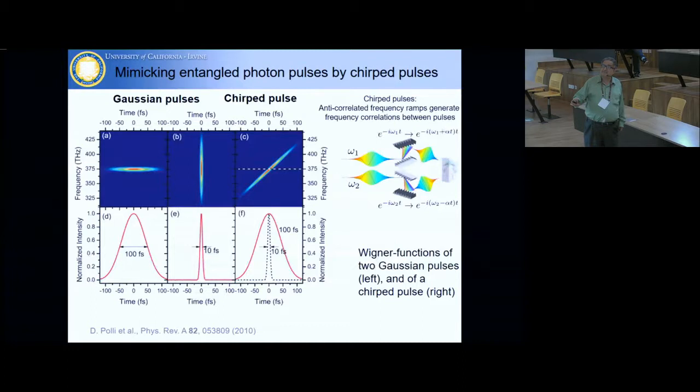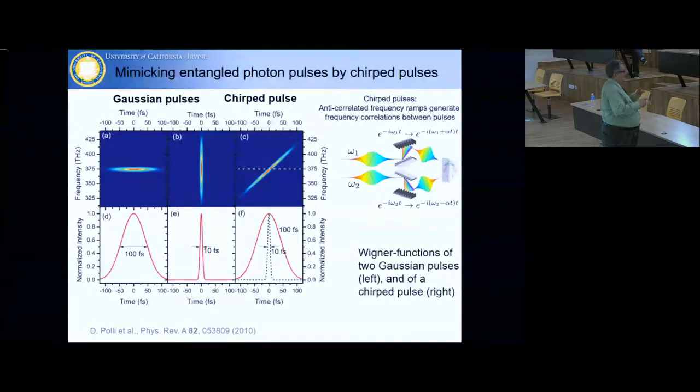A chirped pulse is a pulse whose frequency changes with time, either grows or decreases. And then let's say that I take two chirped pulses, one with a positive chirp and the other with a negative chirp, and I put them on top of each other. So what happens is, since omega 1 increases with time and omega 2 decreases with time, omega 1 plus omega 2 remains roughly the same.